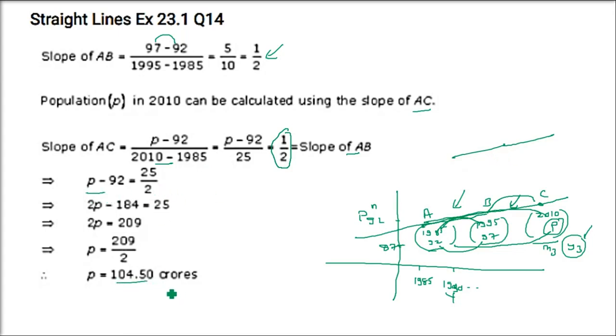So P will be 104.50 crores. Please remember, the y-axis is given in crores, so you have to write the answer in crores. P is population and that will be 105.50 crores.